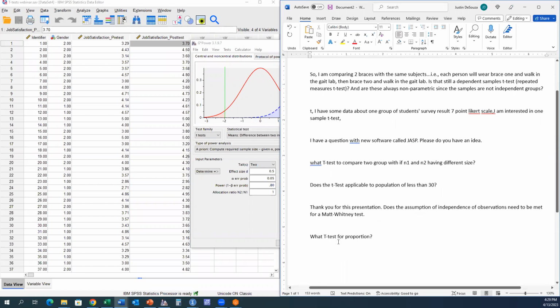Okay, we have a question. What t-test for a proportion? I'm not sure about a t-test for proportions, but there are z-tests for proportions. That might be something to check. You can do a z-test potentially, but it's comparing two proportions to each other. So those are percentages or rates, and it's assessing for differences between one proportion and the second.